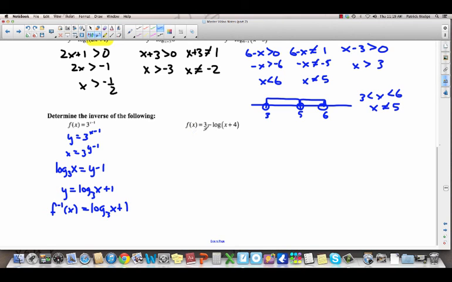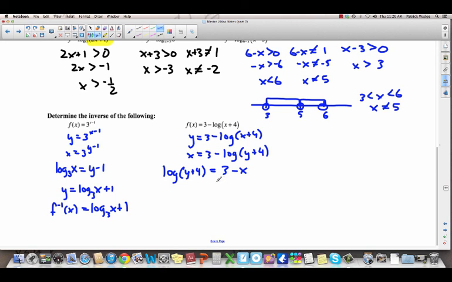Okay, last one. This is a logarithmic function, so when we take the inverse, you should get an exponential function. So change this to y equals 3 minus log x plus 4. Where you see y, put x. Where I see x, I put y. We need to isolate the logarithm. Let's move it over here to make it positive. So we get logarithm y plus 4 equals 3. Let's move the x over, minus x. So we've isolated the logarithm now.